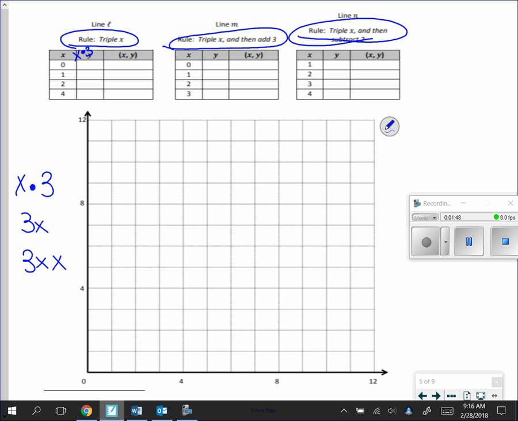Please stop playing with the ruler. That's not why you have it. Put it down. You don't even need it. Not right now.